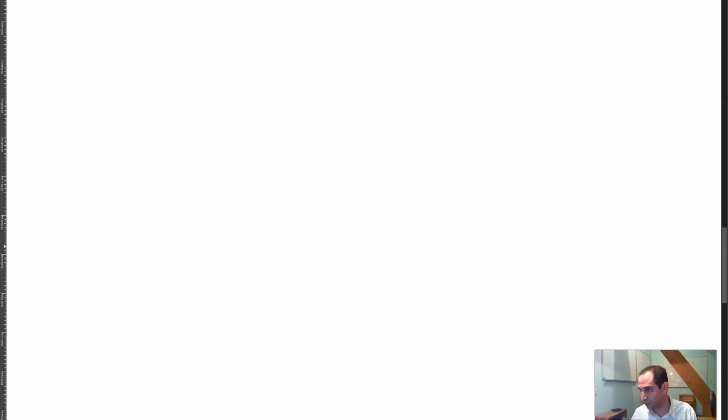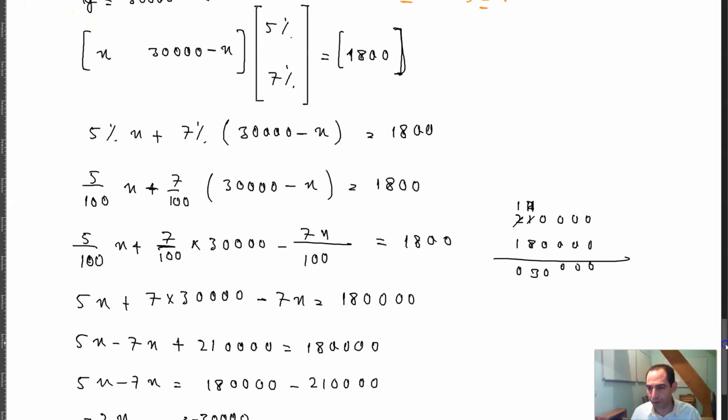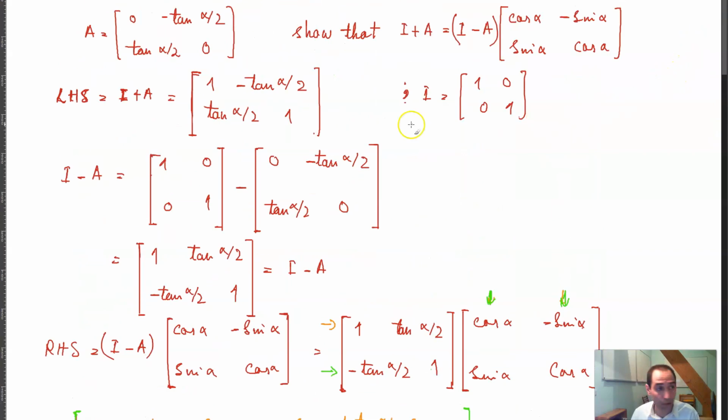Okay, so the next question that we have is a little bit different. The next question is question number 19, and the question is basically a trust fund. A trust fund has 30,000 rupees. So this is question number 19.